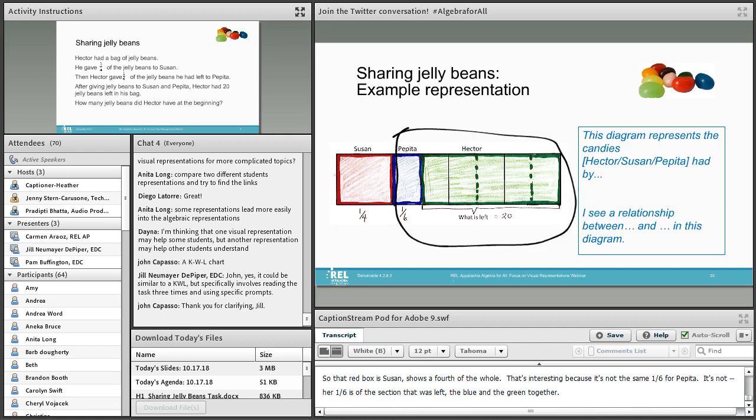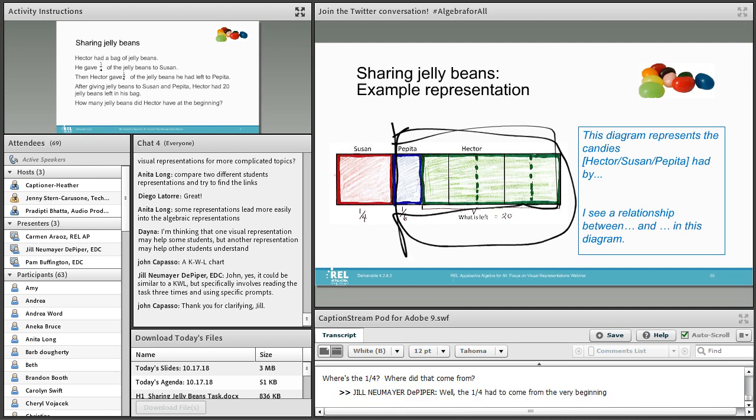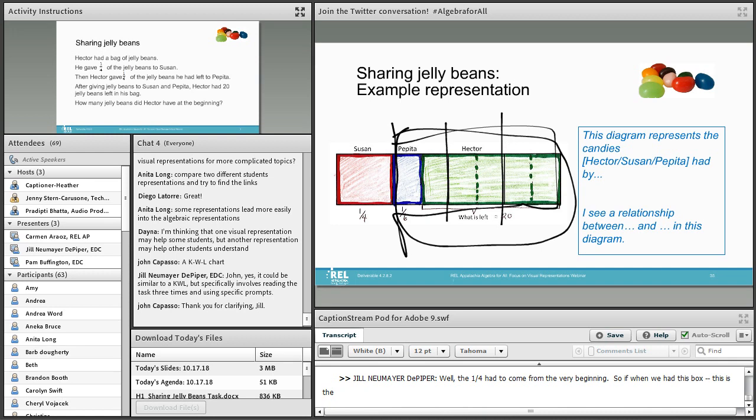When you say her section, are you talking about all of this? Oh, thank you. Yes. So the diagram shows that. Where did the 1/4 come from? When you're talking about 1/4, I see lots of boxes here. Where's the 1/4? Where did that come from? Well, the 1/4 had to come from the very beginning. So when we had this box, this is the other 3/4. Oh, I see. So this red is 1/4, and then we have the blue and the green, that's 1/4, and the next two are 1/4, and the other's 1/4. So all four of those.